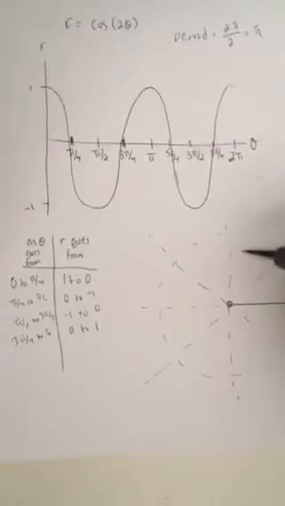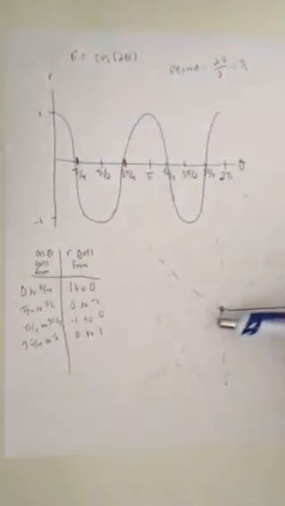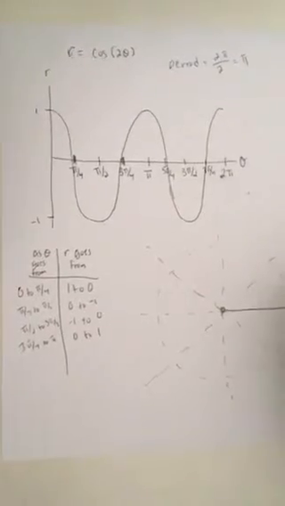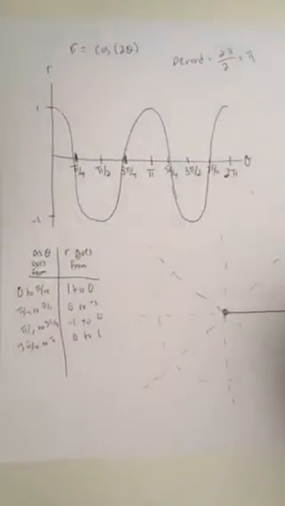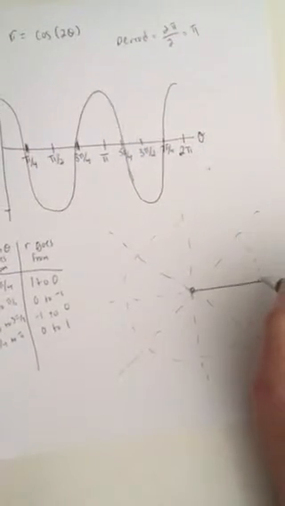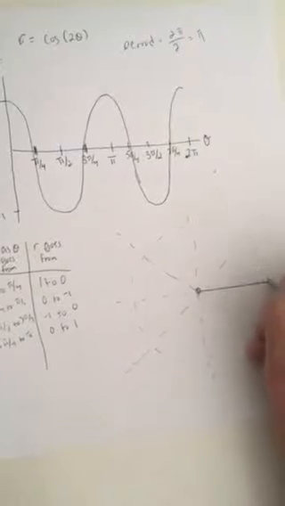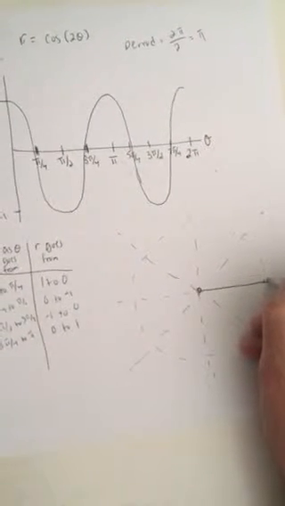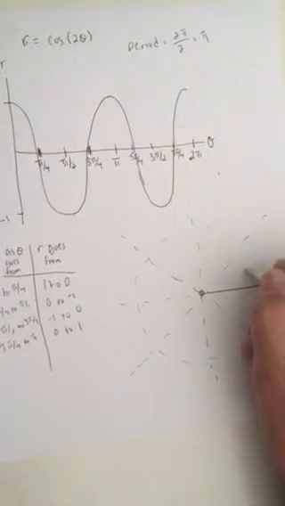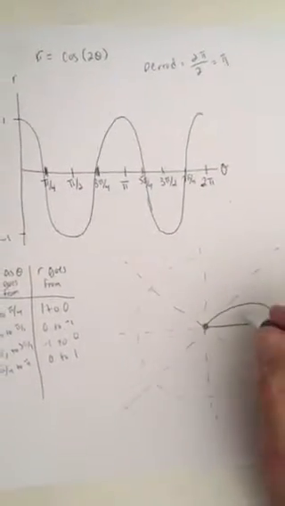Now, what I'm going to do is take that situation and graph it over here. As I rotate from 0 to pi over 4, my radius goes from 1 to 0. So as I rotate this way, my cursor's got to get closer and closer to the pole. As I rotate, it's got to get closer and closer to 0. There it is. Okay, so there we go, from 0 to pi over 4.